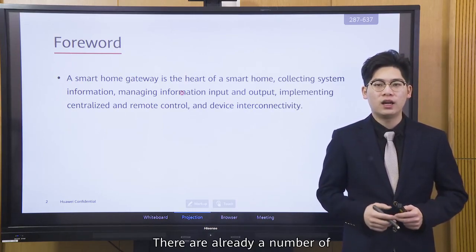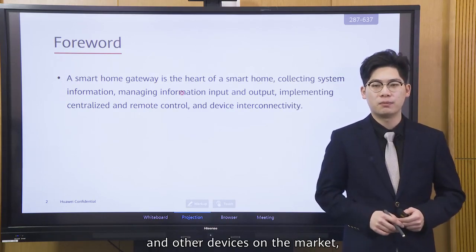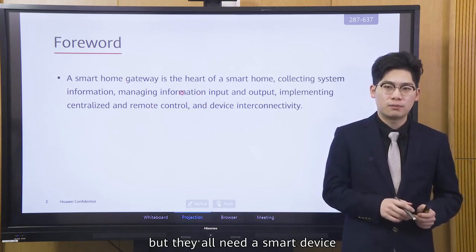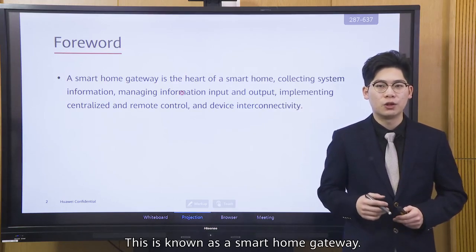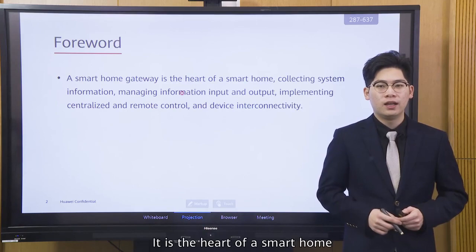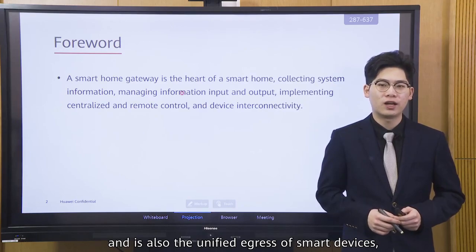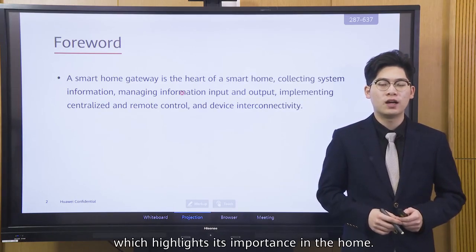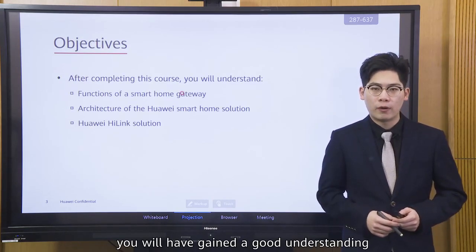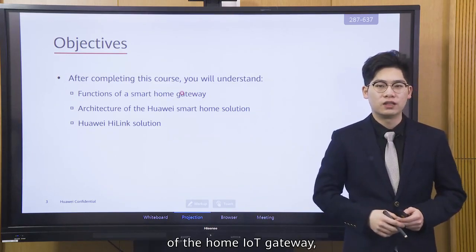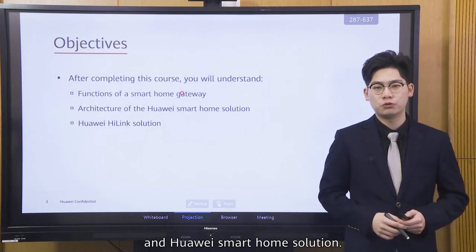There are already a number of various smart home appliances and other devices on the market, but they all need a smart device that can manage and control all these devices. This is known as a smart home gateway. It is the heart of a smart home and is also the unified egress of smart devices, which highlights its importance in the home. By the end of this lesson, you will have gained a good understanding of the Home IoT gateway, Huawei HiLink platform, and Huawei Smart Home solution.